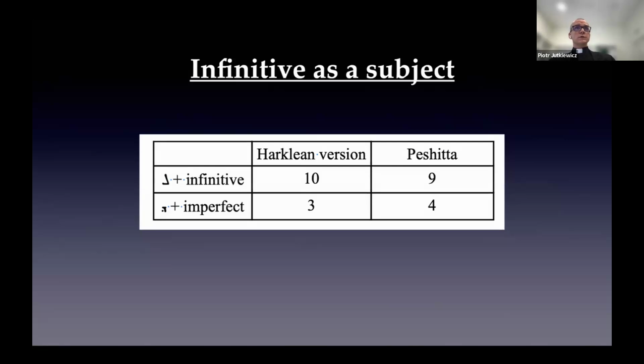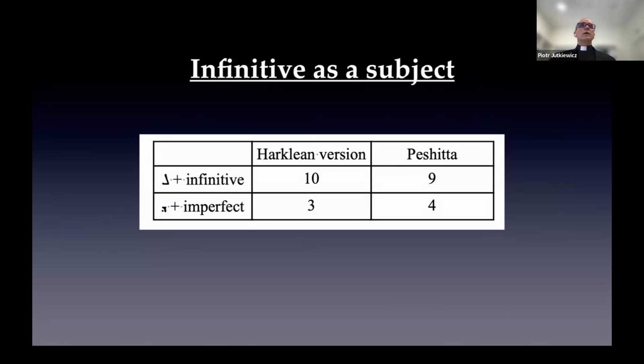Here, the proportions are different, at least in the Gospel of John. The tendency to replace D plus imperfect with L plus infinitive is lower. In one case, the Harklean version replaced L plus infinitive in the Peshitta and Sinaiticus with D plus imperfect. That is, the contrary change to the usual occurred.